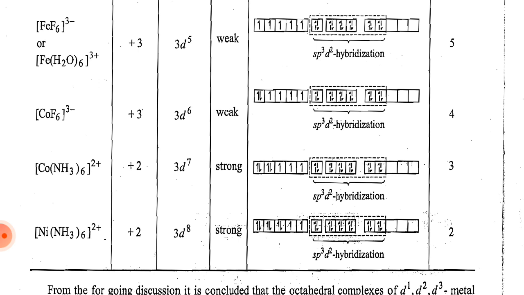Then [Co(NH3)6]2+, cobalt will show +2, 3d7, and ammonia is a strong field ligand. So in cobalt, 3d will show 7 electrons. Ammonia is a strong field ligand, so it will share 12 electrons to form sp3d2 hybridization. The number of unpaired electrons will be 3.